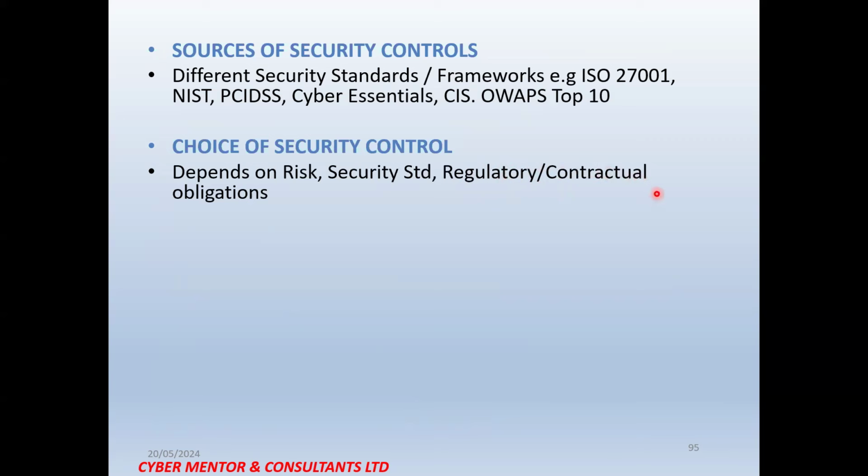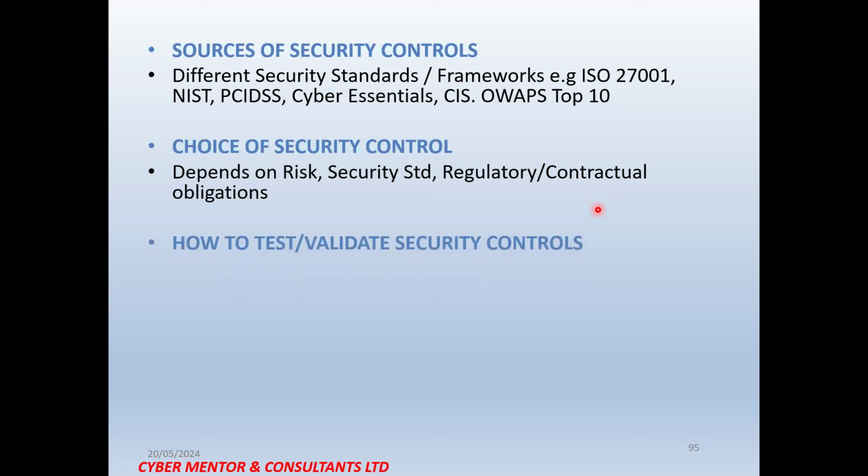Or if your client, a key customer, says that if you don't implement this particular control, we will not be able to do business with you, because you want to do business with the customer, you have to implement that control as long as it meets your security objective. So these are some of the things that determine your choice of control.